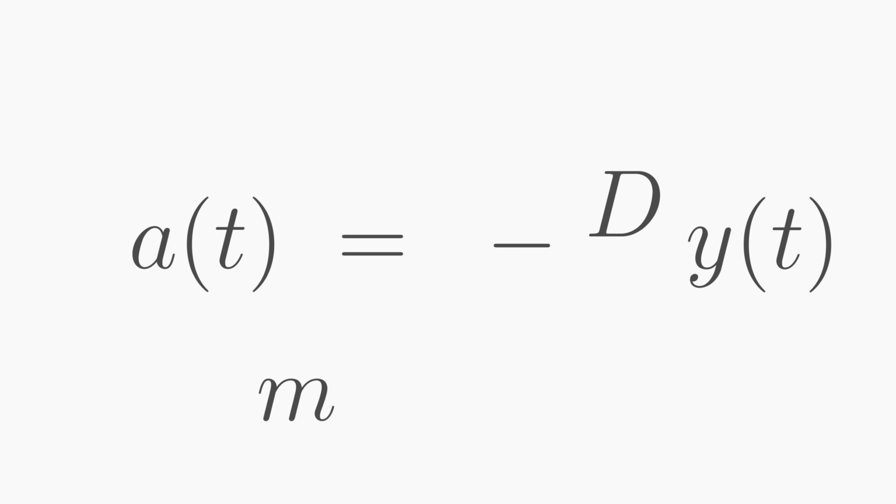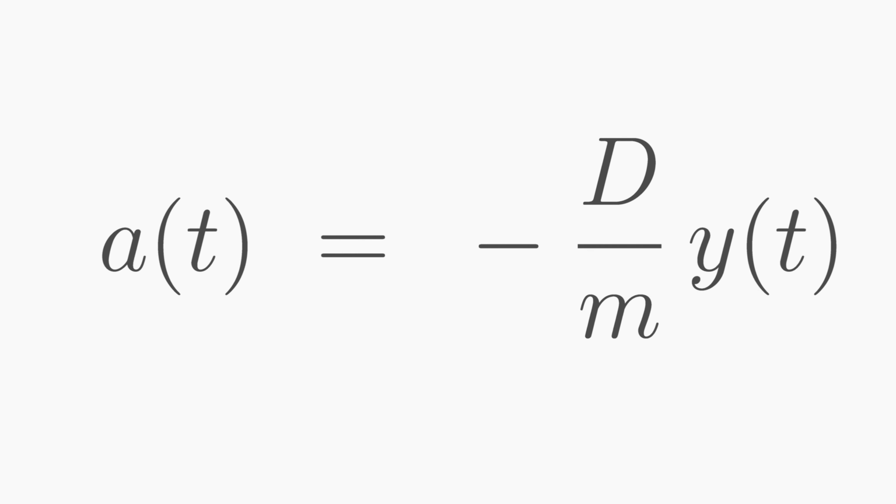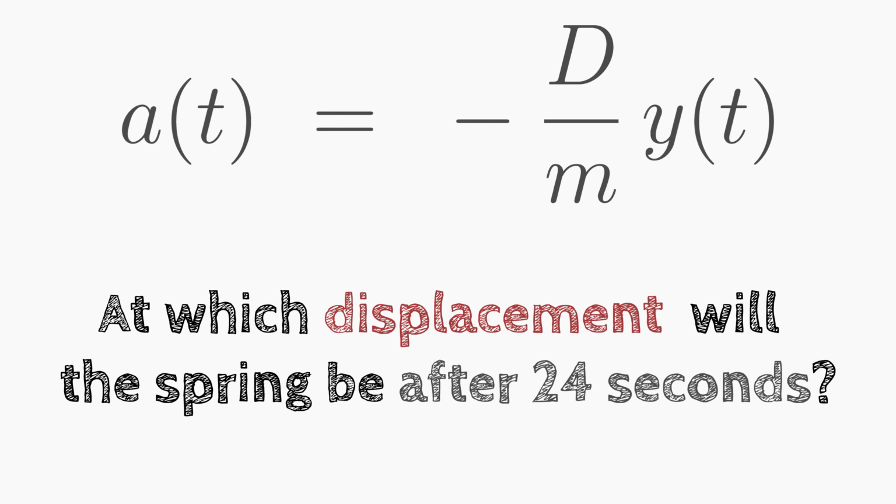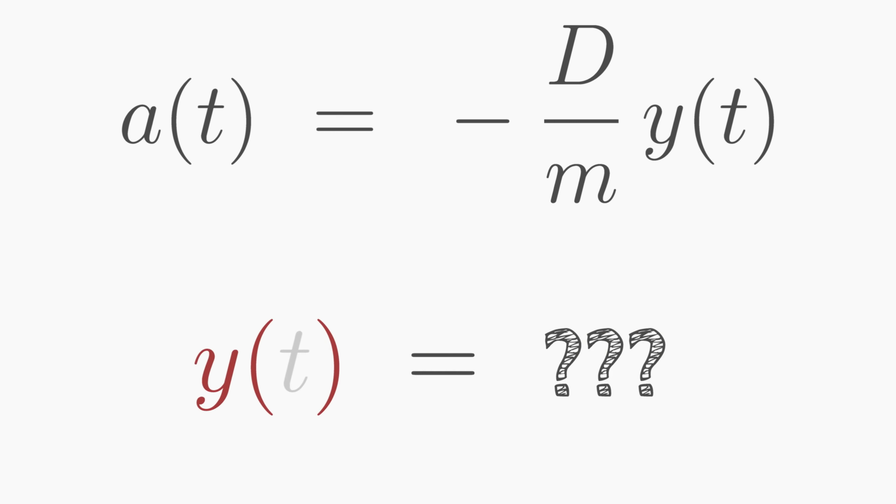If we now bring m to the other side, we can use this equation to calculate the acceleration experienced by the mass at each displacement y. But what if we are interested in the question, at which displacement y will the spring be after 24 seconds? To be able to answer such a future question, we must know how exactly y depends on the time t. We only know that y does depend on time, but not how. And exactly when dealing with such future questions, differential equations come into play.